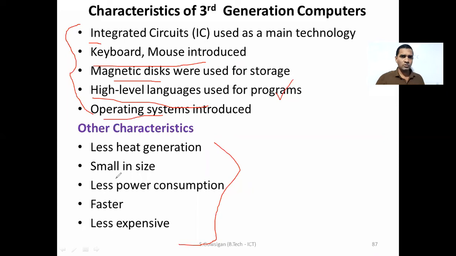Always compare, right? Suppose if you are asked to write the characteristics of third generation in exam, try writing these characteristics by comparing. Compare these characteristics with the previous generation and write them. Okay, right. So small size, which means smaller than second generation, less power consumption, less than second generation, faster, which means faster than second generation, less expensive, right? Less expensive than second generation. Okay, but in the first two generations, computers were very expensive. But maybe in the third generation, the price was reduced.